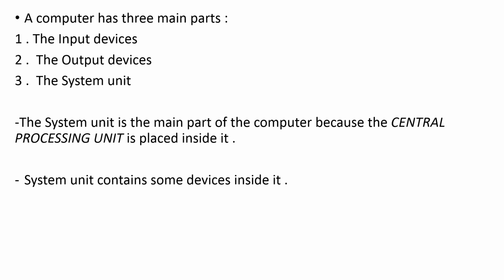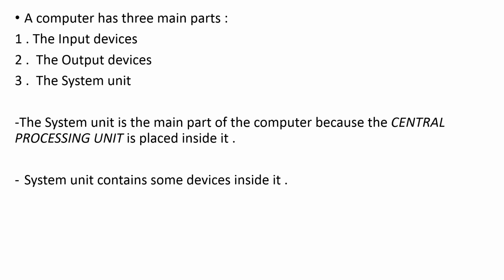In the same way, if the brain of the computer, that is the central processing unit, is not there, then how will the computer function, right? Because the central processing unit is the brain of the computer, and it is placed inside the system unit. That's why the system unit is the main part of the computer. It is a very important part of the computer, right? In this chapter, we are going to study the devices that are placed inside the system unit.